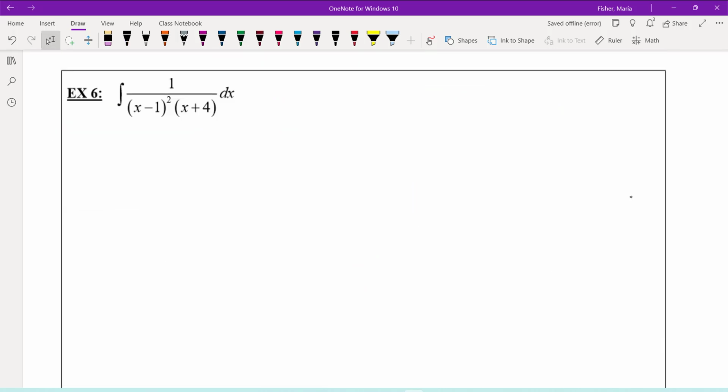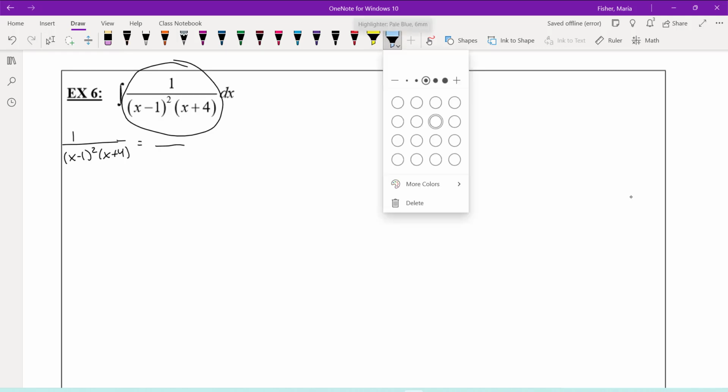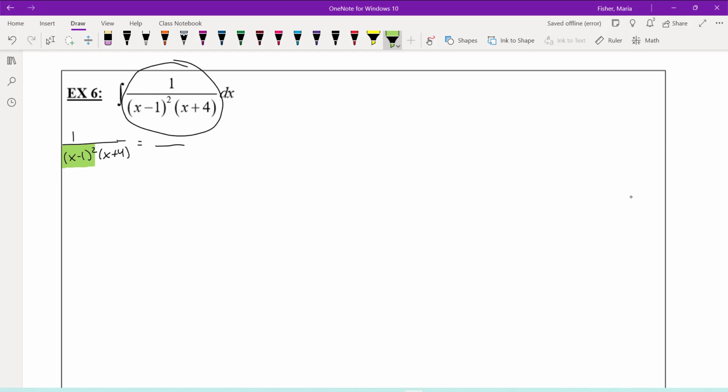Number 6 is the indefinite integral of 1 over (x minus 1) squared times (x plus 4) dx. Well, I need to go ahead and decompose this rational expression. So I know that 1 over (x minus 1) squared times (x plus 4) is going to equal, well, I have a repeated linear here. (x minus 1) squared, I need to account for it to the first power and to the second power. And then I have that x plus 4.